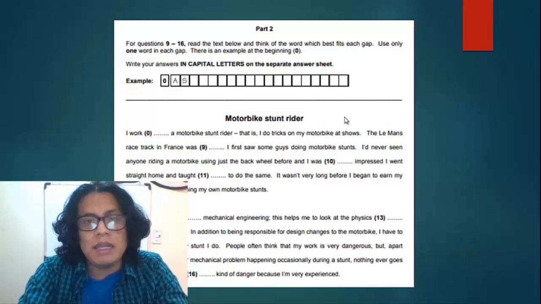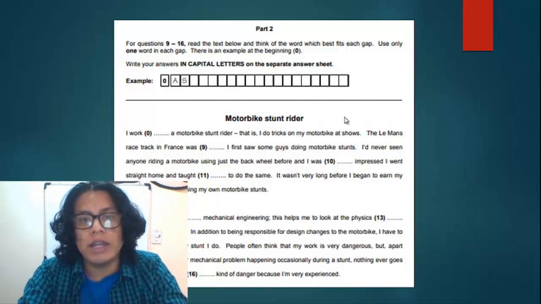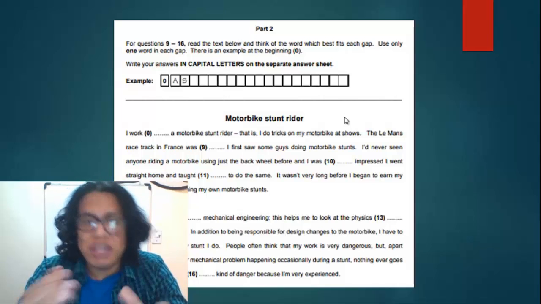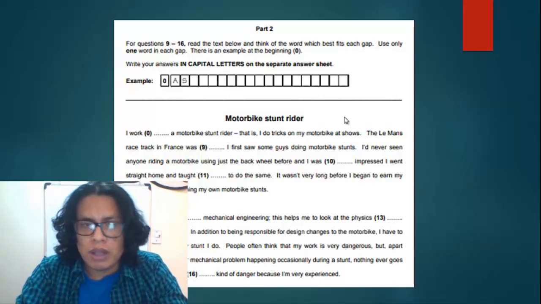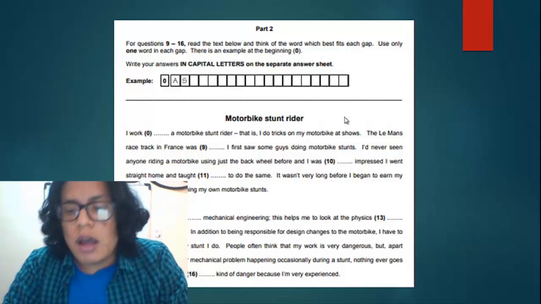I'm going to give you the same tips, but in this case you are going to read the sentence in each space. For example, I work as a motorbike stunt rider. In this case we have to think about the word that we are going to put in each gap.